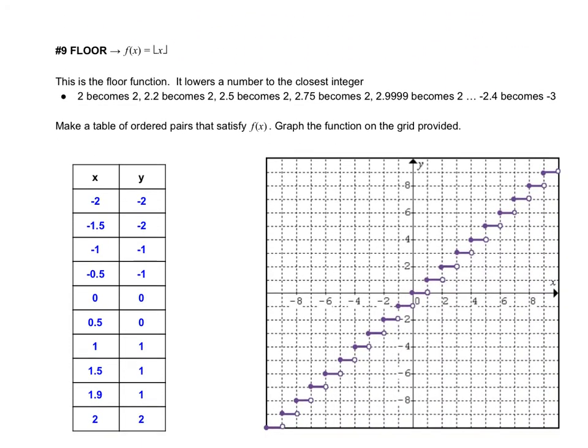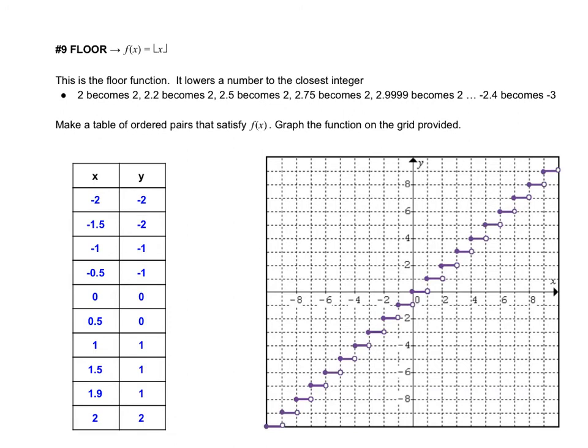All right, here's a function that we've never seen before. It doesn't look familiar, and that is your floor function. The floor function is quite interesting in that if you put any number into the function here, it's going to lower the number to the closest integer. So if I put 2 in, it's just going to become 2 because it's already an integer.